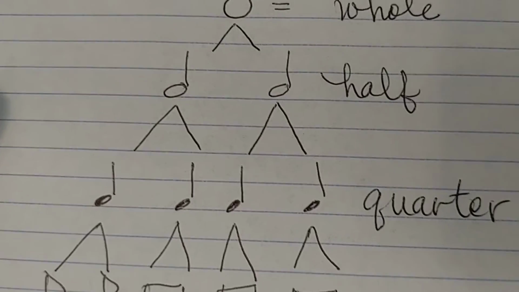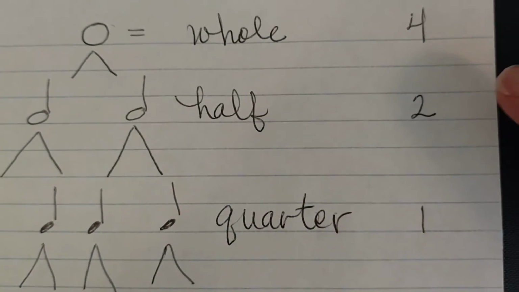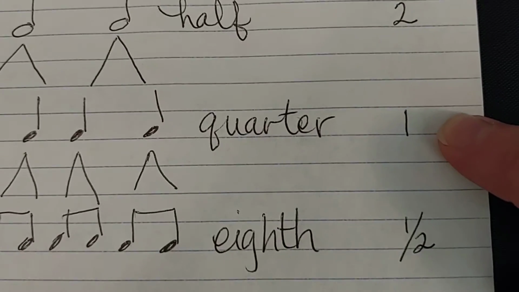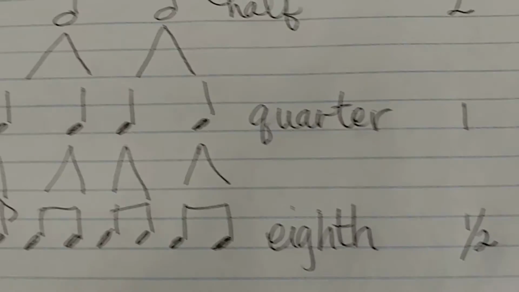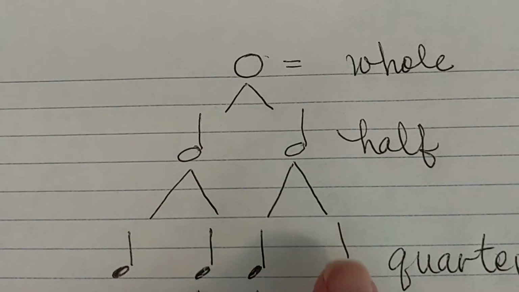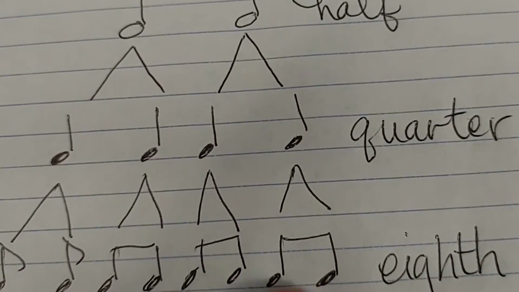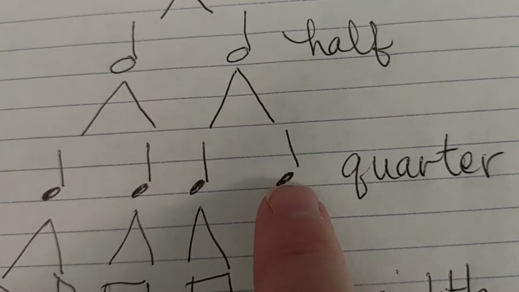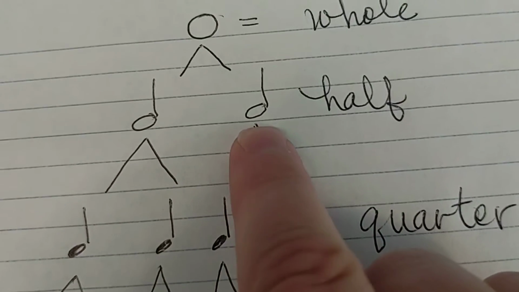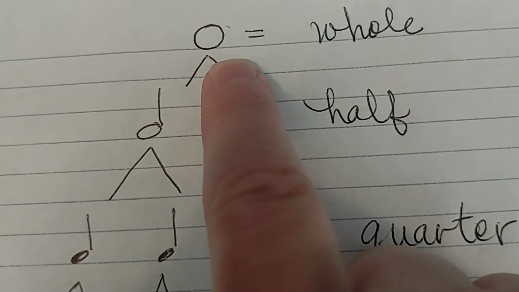All right, so I'm just going to move this over a little bit and we can see 4, half of 4 is 2, half of 2 is 1, half of 1 is half. Okay, so let's just say this is 4, this is 2, this is 1, and one of these is half of 1. It takes 2 eighth notes to equal 1 quarter note. It takes 2 quarter notes to equal 1 half note. It takes 2 half notes to equal 1 whole note.